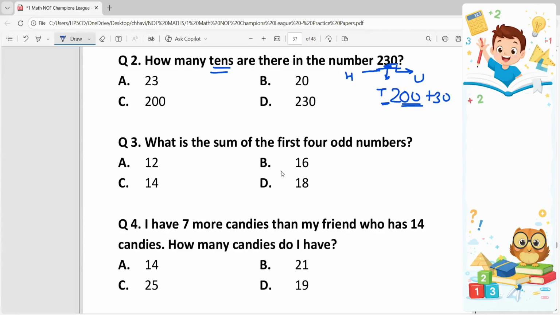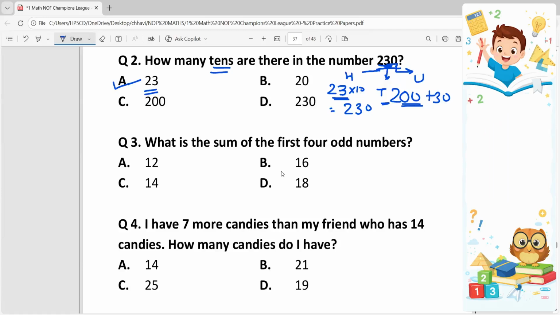I'll explain this question again. Question number 2. How many tens are there in number 230? In 230, 0 is units place, 3 is tens place, and 2 is hundred place. Now they are asking how many tens are there. So when we multiply 23 by 10, then we get 230. So how many tens are there? 23 tens are there. So option A is the correct answer.